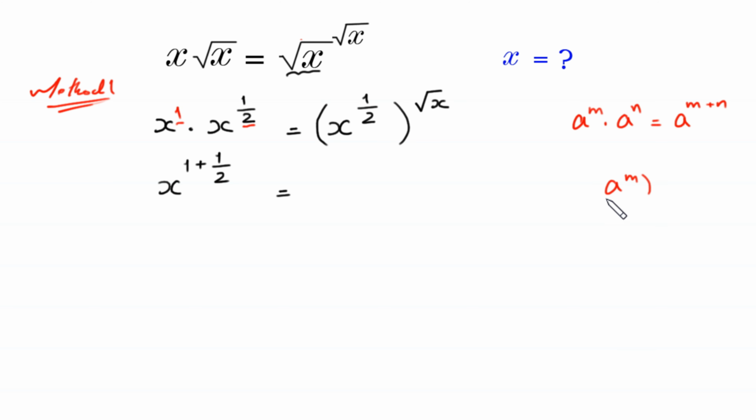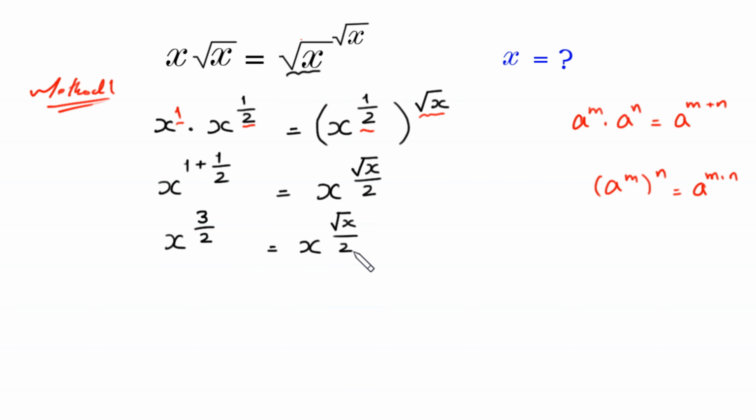according to this property of exponents, a to the power m whole to the power n is equal to a to the power m times n. We multiply this power 1 over 2 by this power square root of x like this. x to the power 1 over 2 times square root of x over 2. Next, x to the power 1 plus 1 over 2, 3 over 2, is equal to x to the power square root of x over 2.